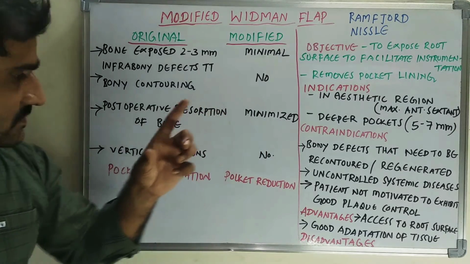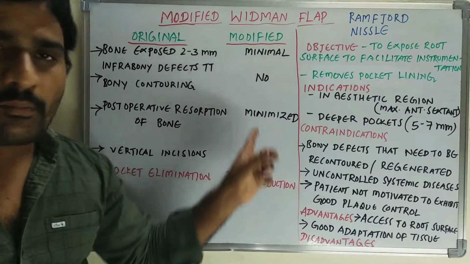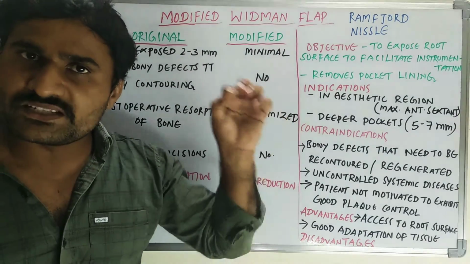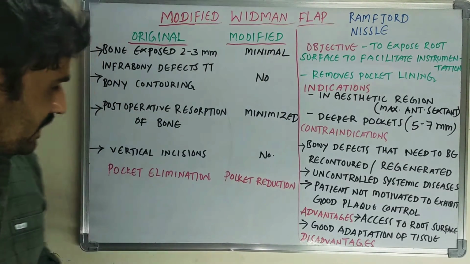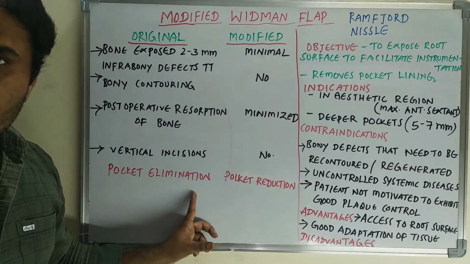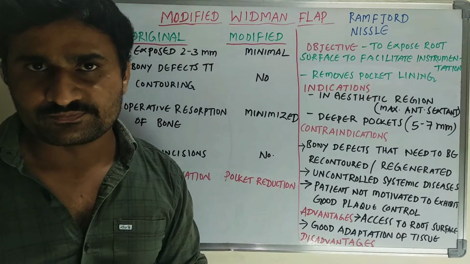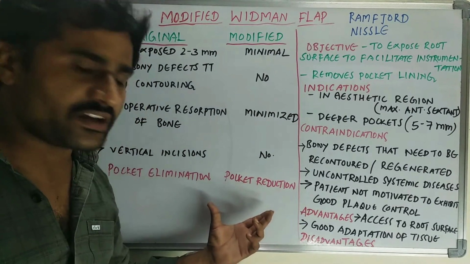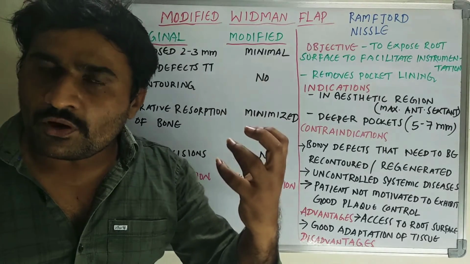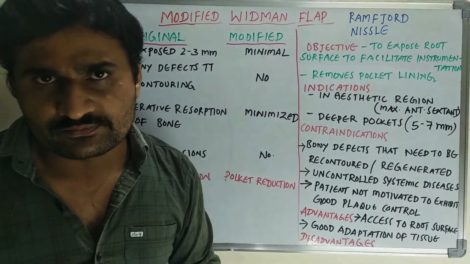Vertical incisions are also taken in the original one. There is no need for vertical incisions in the modified one. Modified Widman flap is essentially an envelope flap. The original is a pocket elimination procedure, whereas modified Widman flap is a pocket reduction procedure. Pocket reduction means the reduction of the pocket occurs by tissue shrinkage after the procedure.